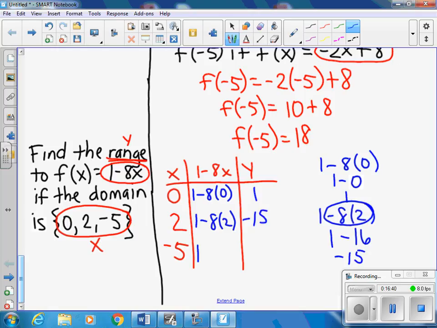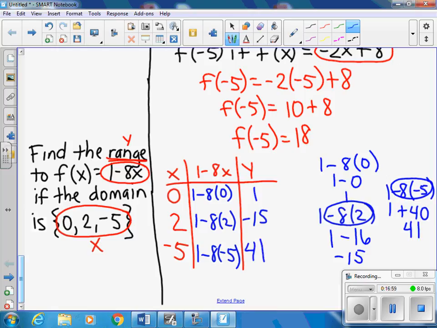Then you can plug in negative 5. 1 minus 8 times negative 5. Right, and over here off to the side, so you can see my work, we're going to multiply first. Negative 8 times negative 5 is a positive 40. Bring the 1 down. 1 plus 40 makes 41. Right. So there's your table completed.